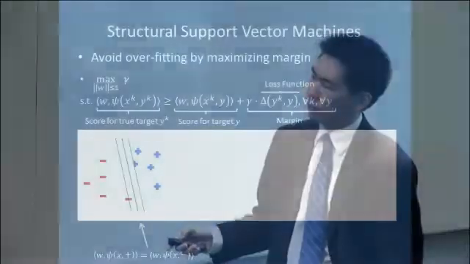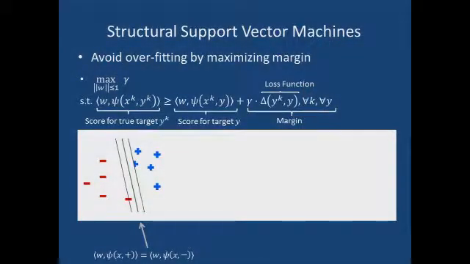But not only that, we want the two to be separated, right? We want the score of the correct target to be much higher than the scores of other targets. And if we can try to maximize this, we can avoid overfitting. As an example of what we mean here by margin, suppose we just have two classes of data.